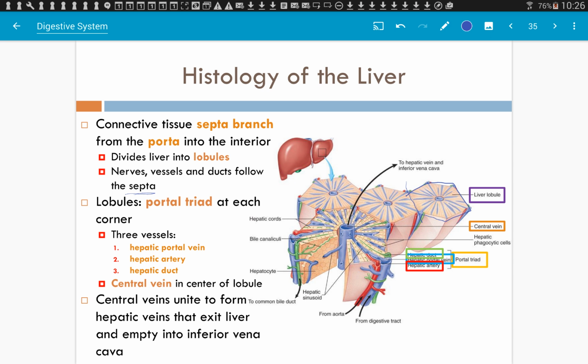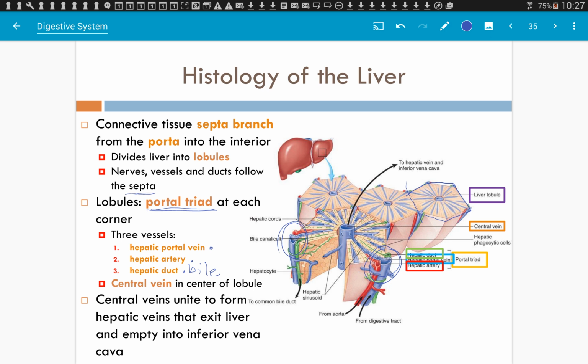Okay? So each lobule is going to have a center vein. So let me back up. Each lobule has a portal triad. Okay? And so the portal triad is kind of on the edges here. See these? So the portal triad includes your hepatic portal vein, hepatic artery, and hepatic duct. Hepatic duct is colored in green to represent bile. Sorry, you can't see that very well. Okay, artery is carrying arterial blood. Hepatic portal vein is carrying blood that came from your small intestines.